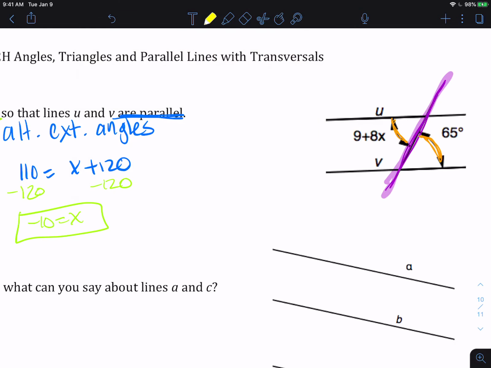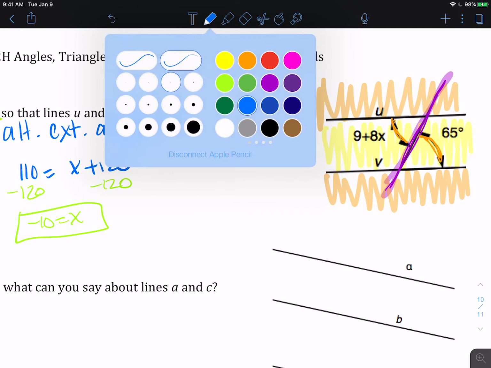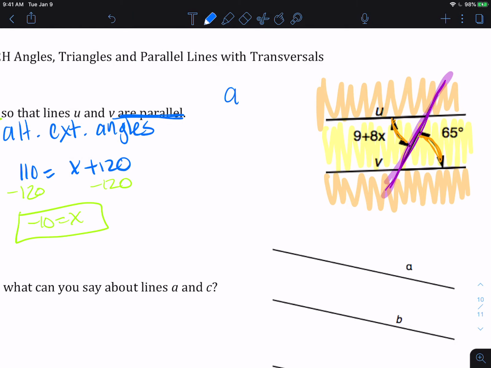Again, if we look, this is the interior of the lines, and then we also have the exterior up here. So the two angles that we're looking at are on the interior, so this is alternate interior angles. When we have alternate interior angles, there's a theorem that says if those two angles are congruent, then we know the lines are parallel.